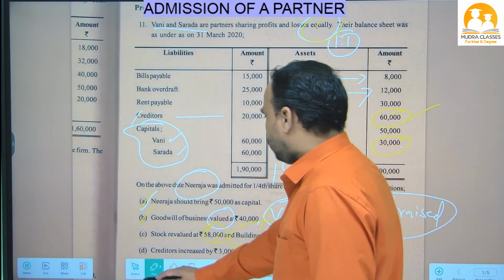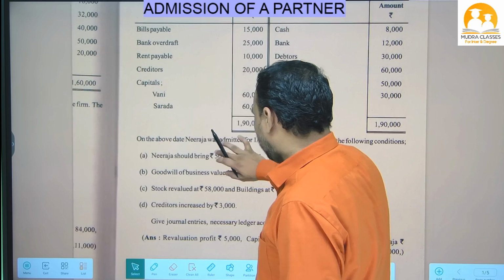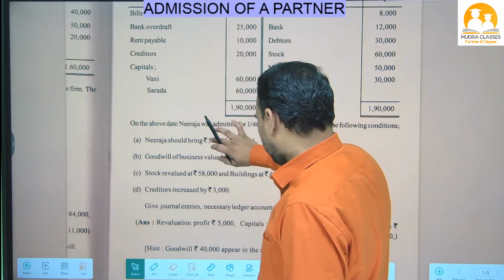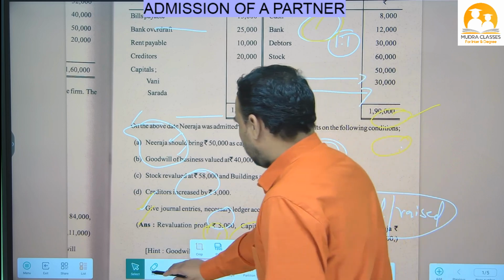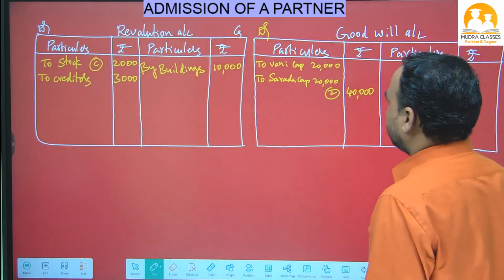Now we have to close the account. Okay. So now one by one let's see. So first I will close the revaluation account, Nana. So revaluation account first we will close.